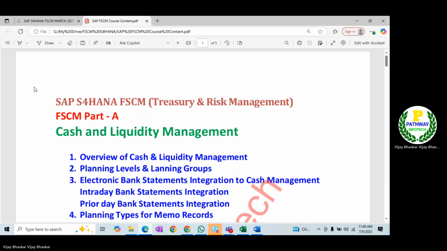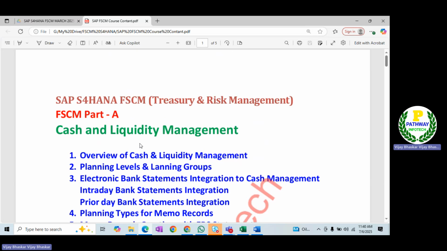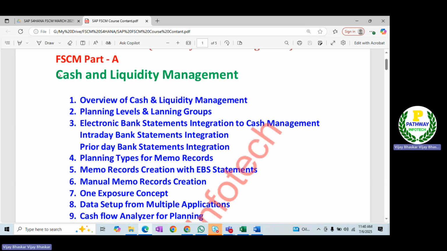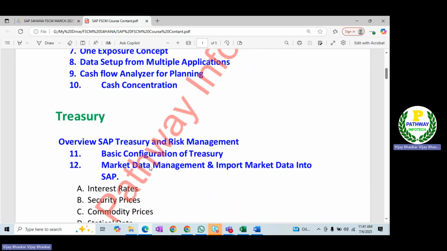Please note, before starting this configuration, the basic configuration of FICO is required, which I have not yet covered, because, as we know, it's a regular practice. For every batch, I create a brand new company code setup, and with that only I replicate all the scenarios. Coming to part A, cash and liquidity management, these are the topics you can refer to.